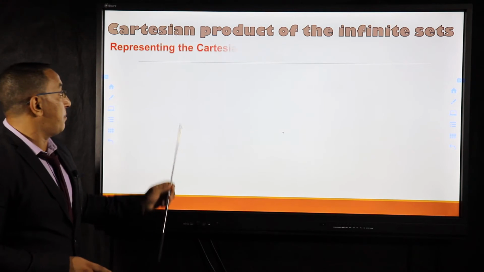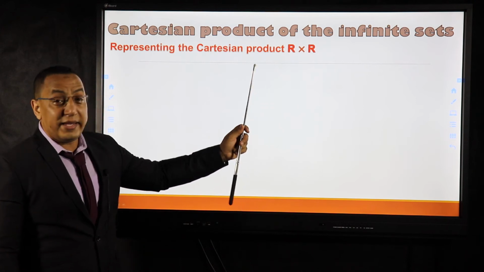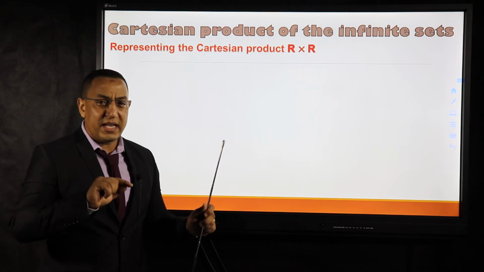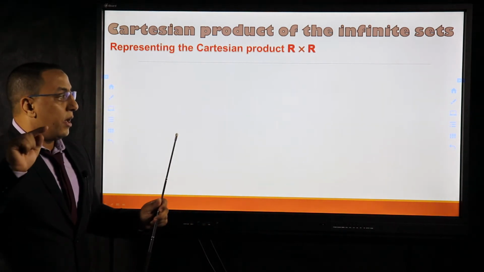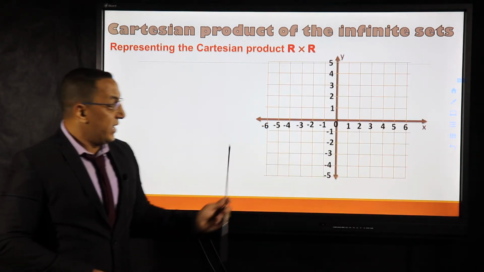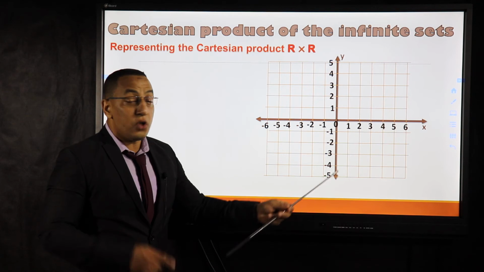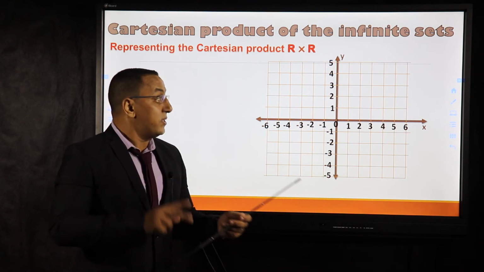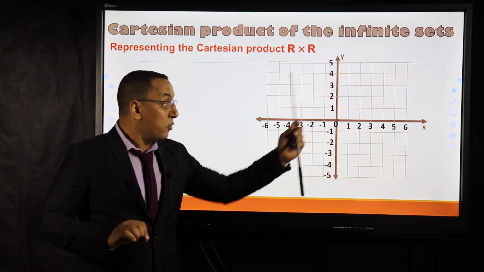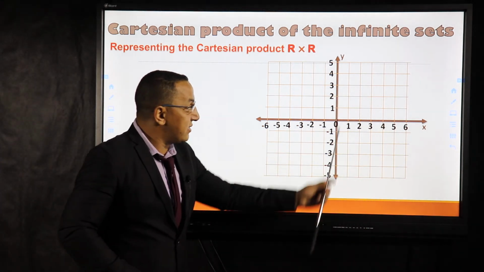Okay, so for example, if I need to represent the Cartesian product R product R, I can't represent this by the listing method, it's impossible, but I can represent it by using the Cartesian diagram as we studied before, x-axis and y-axis. Here the x-axis represents the set R, and the y-axis also represents the set R. The two axes intersect at the middle at the origin point, which is called 0. This location represents R product R. This is the first R and this is the second R.